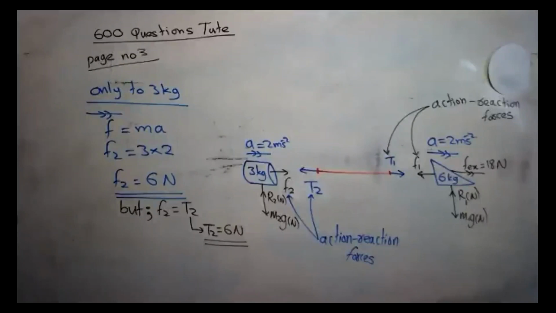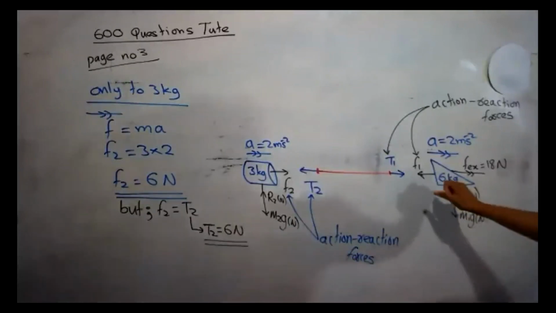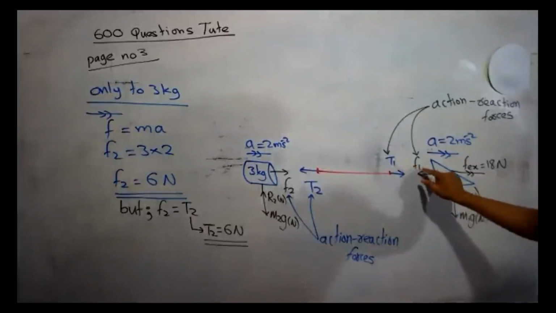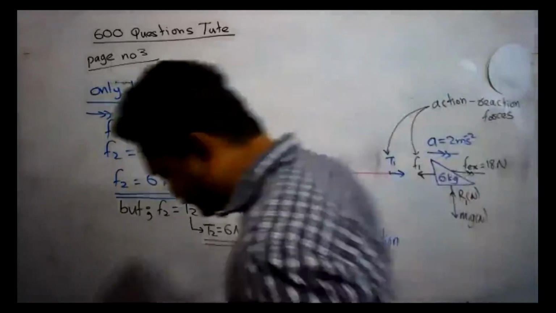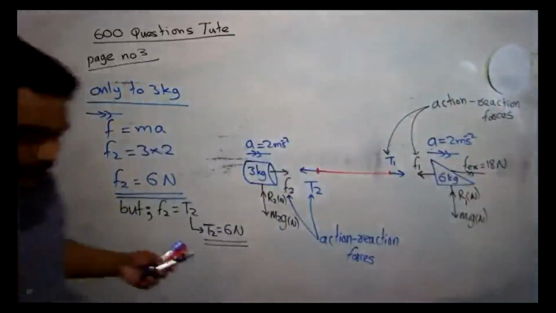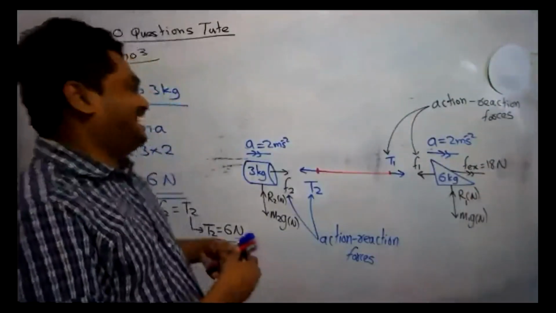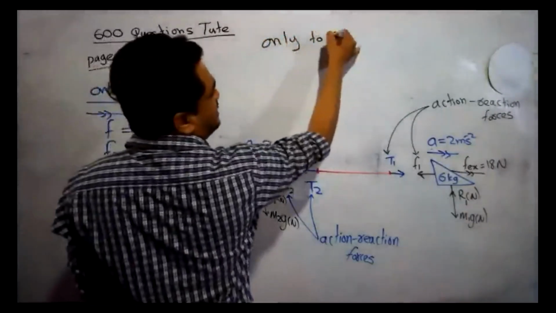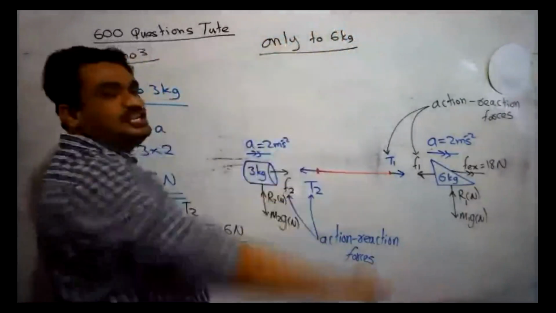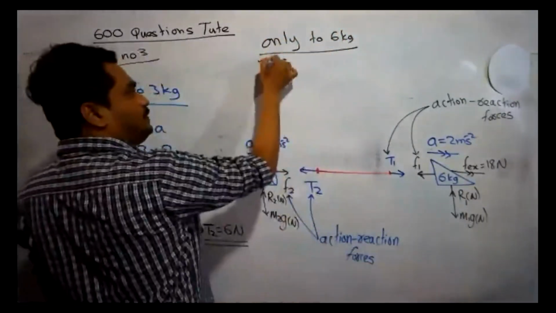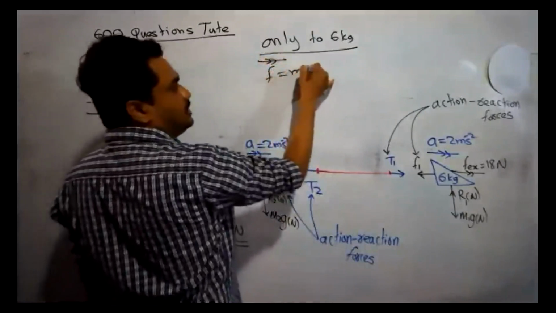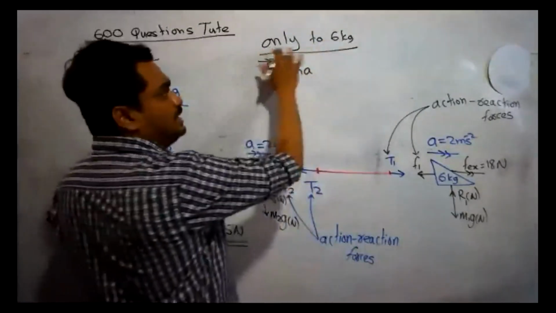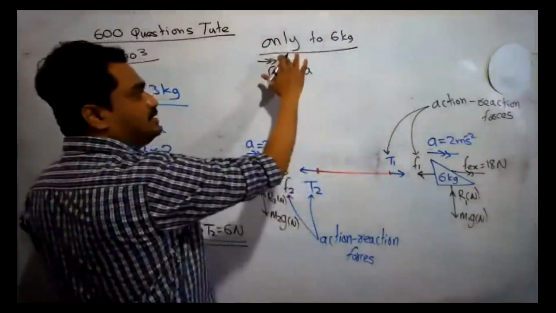Okay, dear. Now, how do we find this T1? Somebody unmute the mic and tell me. If we know F1, we can know T1. So how do we find this F1? Somebody please tell me a method. Applying F equals ma only to the 6 kg object. Very good. Let's apply the F equals ma equation horizontally. I have indicated the object and the direction.